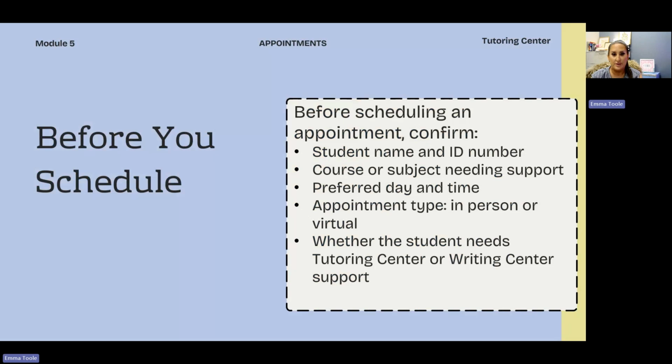Before clicking through Salesforce, make sure you understand what the student needs. Ask for the student's ID number, confirm their name, and ask which course or subject they need help with. You should also confirm whether the appointment should be in person or virtual, and whether the student needs tutoring center or writing center support. Getting this information first makes the scheduling process smoother and helps avoid booking the wrong service.